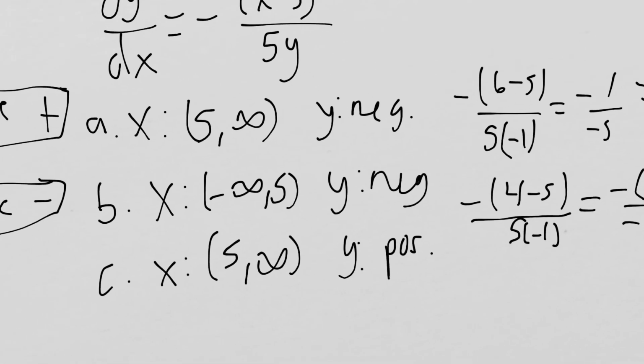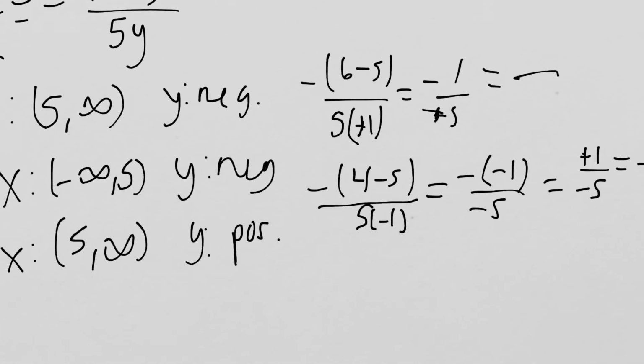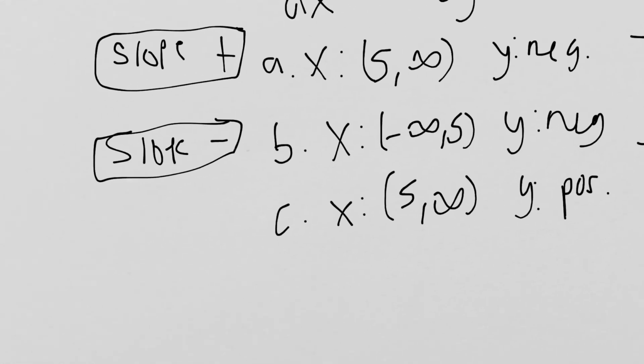And then last, we have 5 to infinity, but y is positive. We don't have to redo work here. 5 to infinity is just going to be the case here where we had like 6 minus 5. But now we're just going to make y positive instead of negative. So let's flip this negative 1 to make it positive. That's going to make this positive, which is going to make the overall result negative. So under these conditions, the slope is negative.